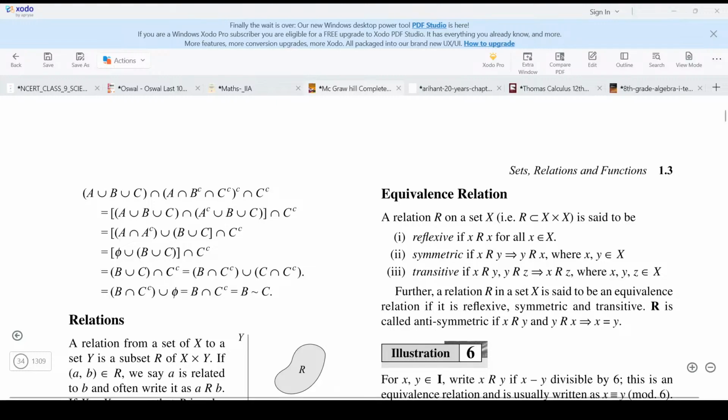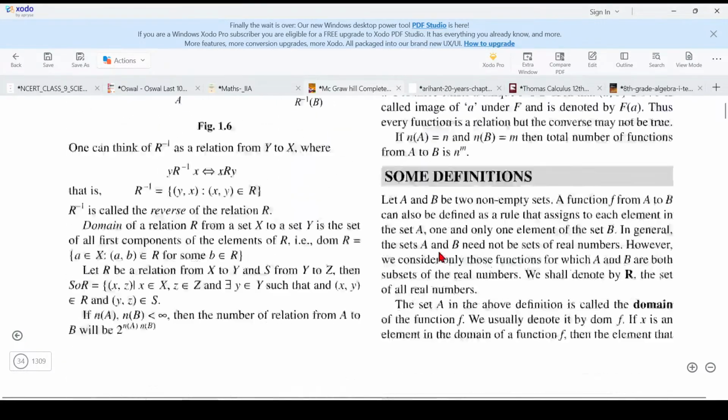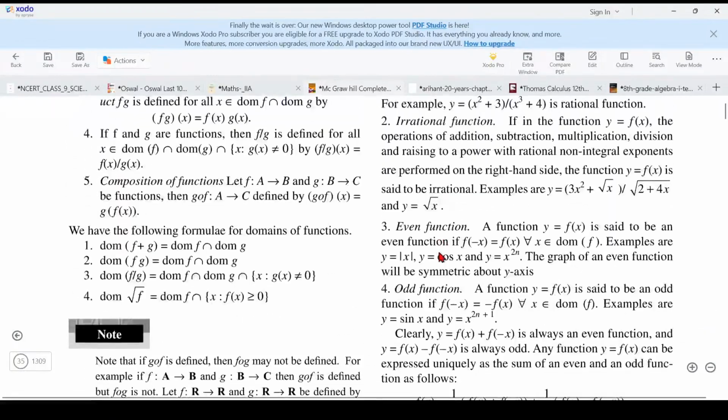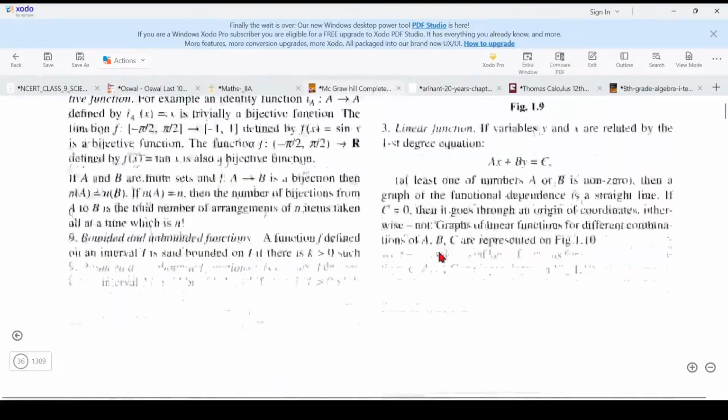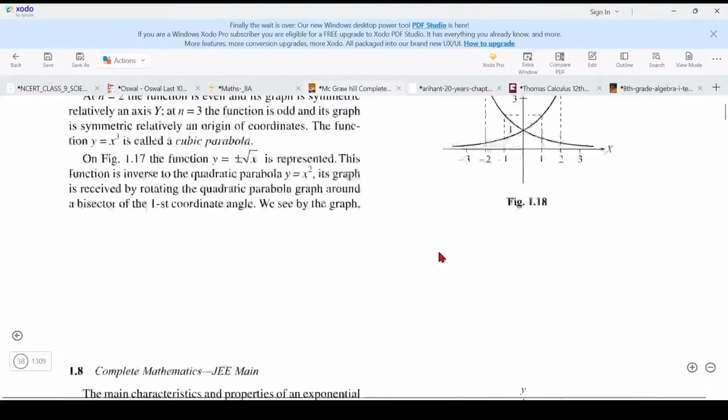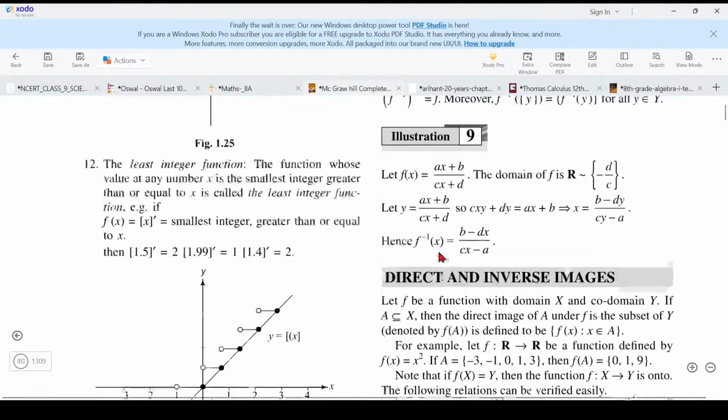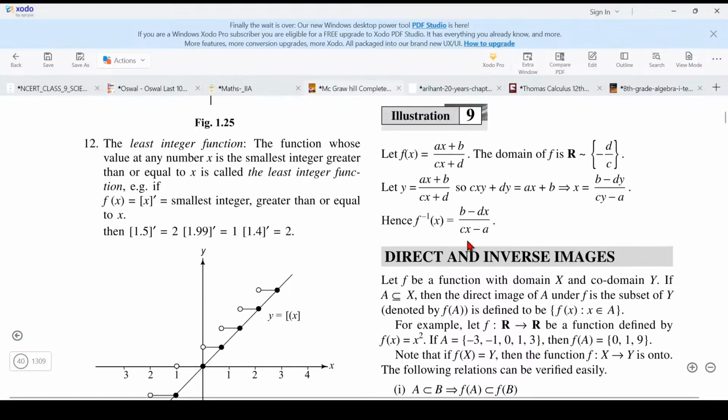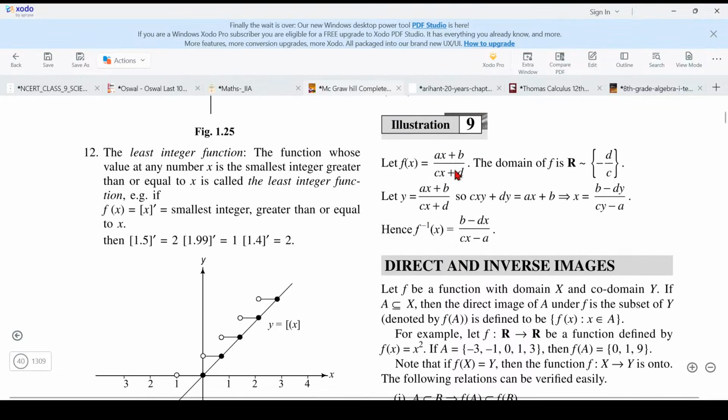Interchange the X value and Y. Finally, interchange X and Y. Now, these are all things you know. For example, this one: you express X in terms of Y.